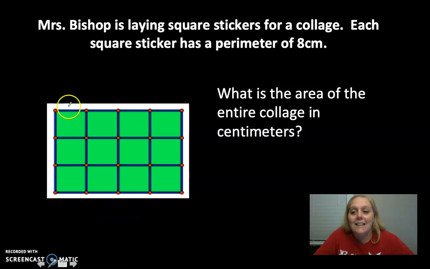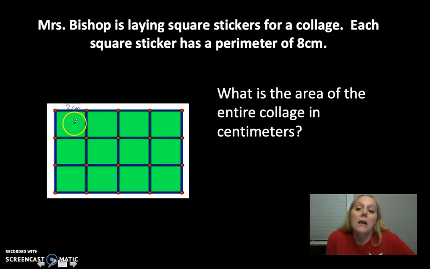That's why I can't see it. Okay, so I have 2 centimeters, and I know that each one of these sides is 2 centimeters. That's what we figured out from the last problem. So let's go ahead and look at this question. It says, what is the area of the entire collage in centimeters?